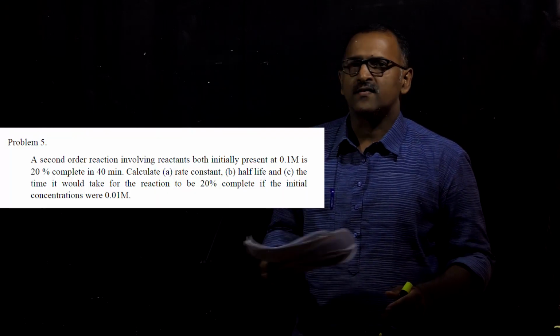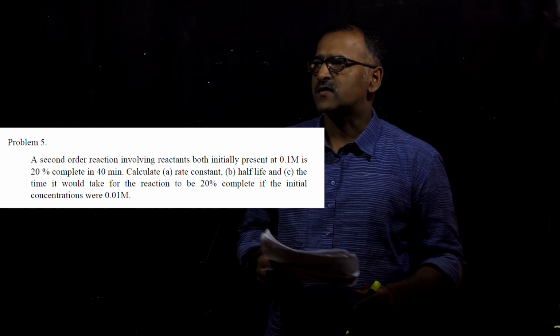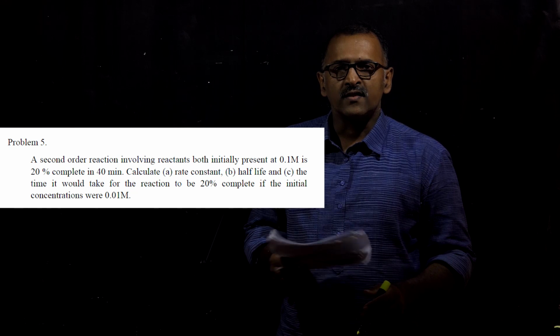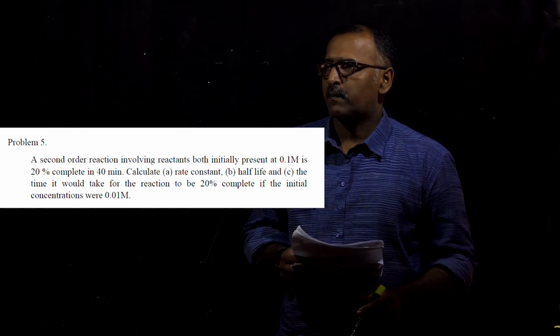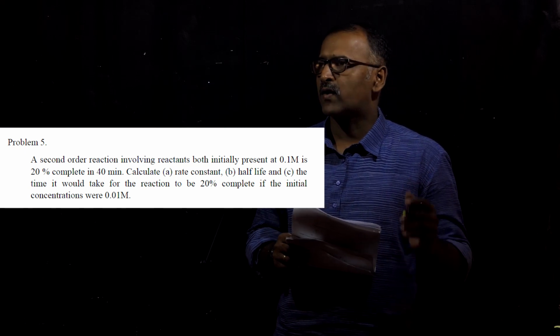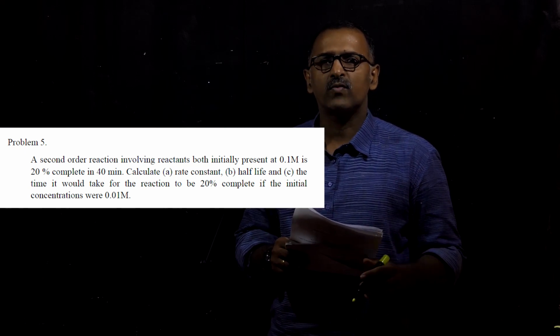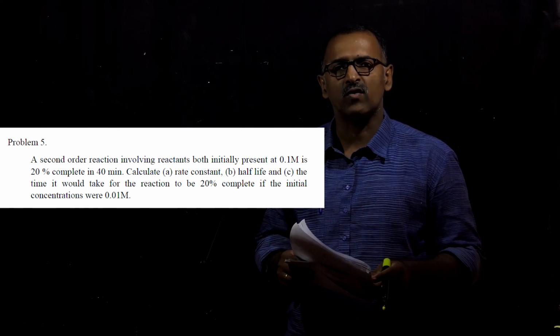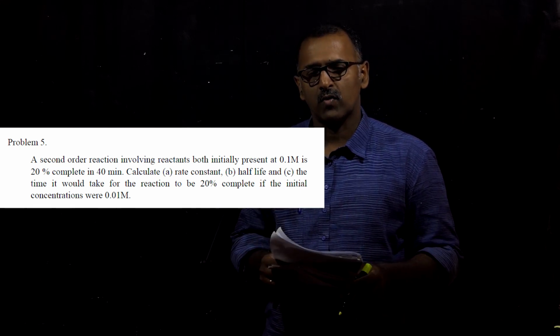Hi friends, now we will go to another problem, which is also an application of the second order rate equation. Let us see the problem. It is a second order reaction involving reactants both initially present at 0.1 molar, which is 20% complete within 40 minutes. Calculate the rate constant, then calculate the half-life, and then the time it would take for the reaction to be 20% complete if the initial concentrations were 0.01 molar.